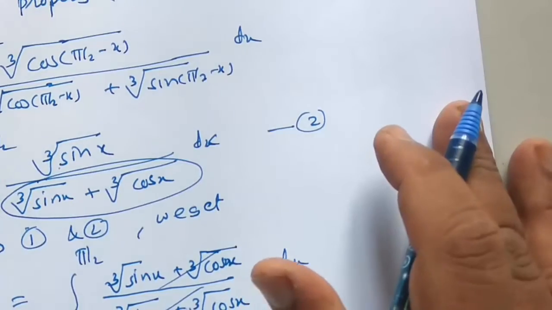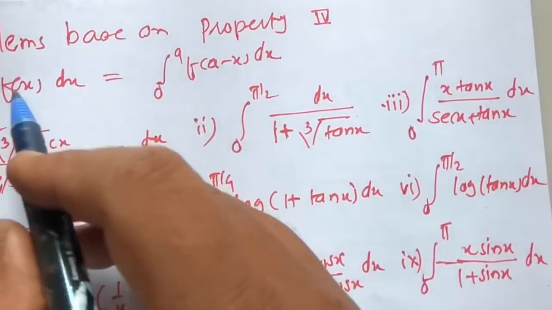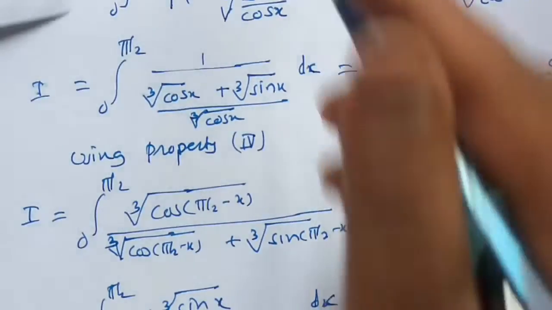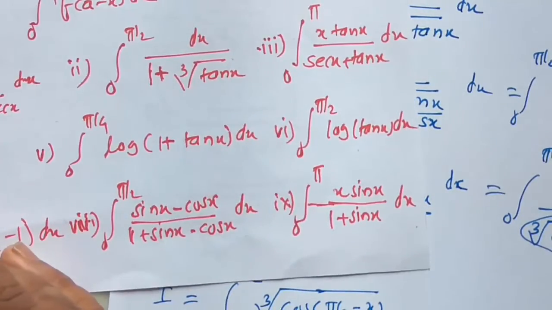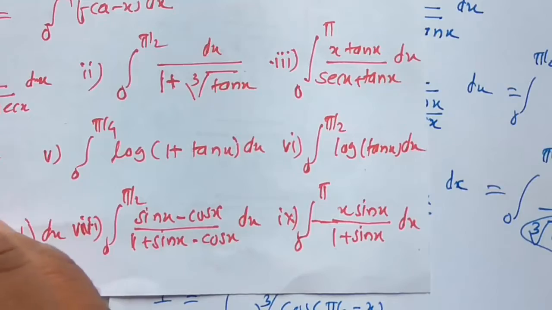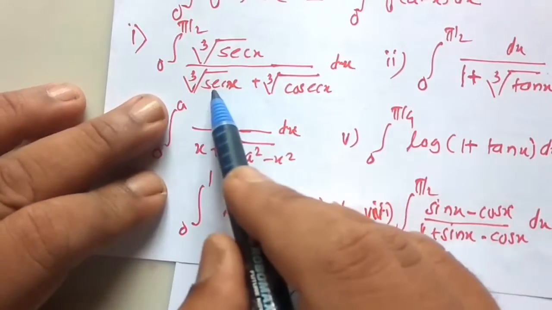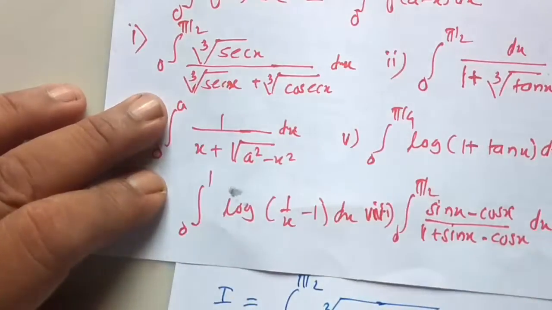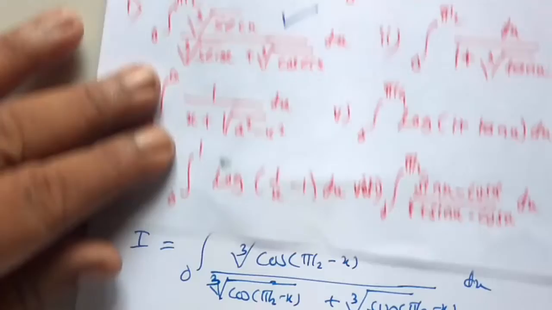In this way, by using the fourth property, integral 0 to a of f(x) dx is equal to integral 0 to a of f(a minus x) dx, we can find the value of this integration. It is the same by replacing x by pi by 2 minus x, you will get the same denominator. Adding 1 and 2, you can find the same answer. So this is left to you as an exercise.